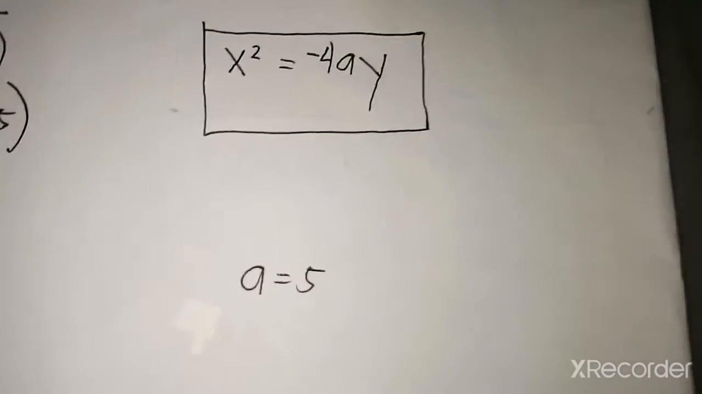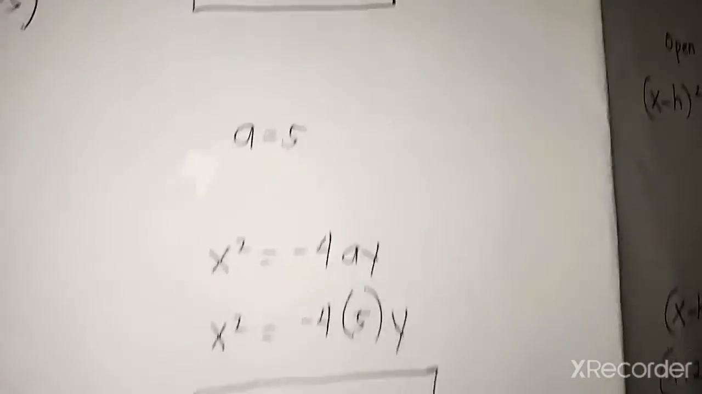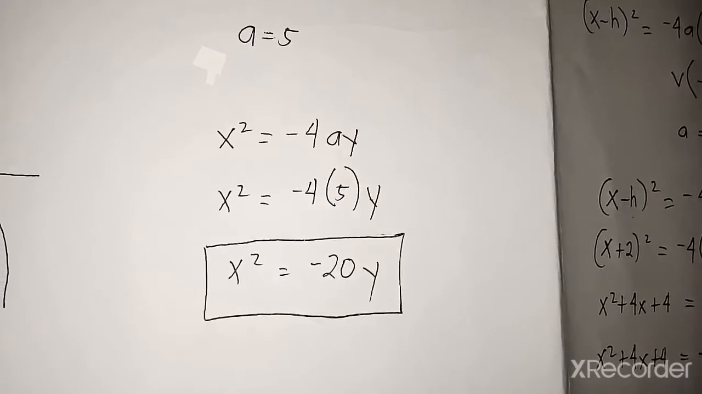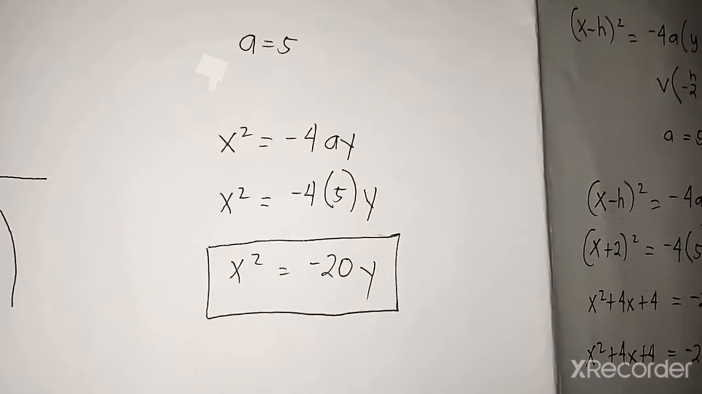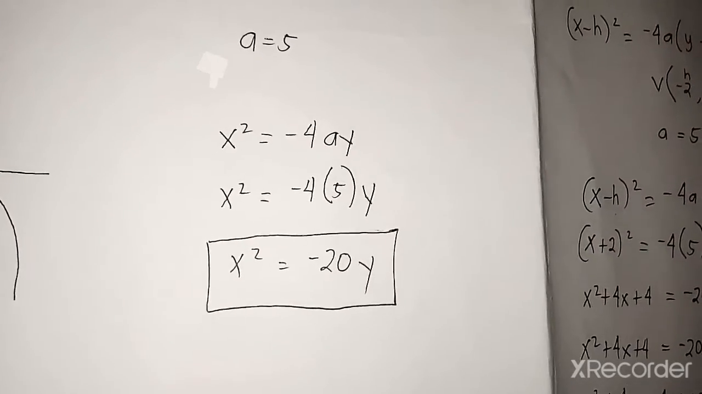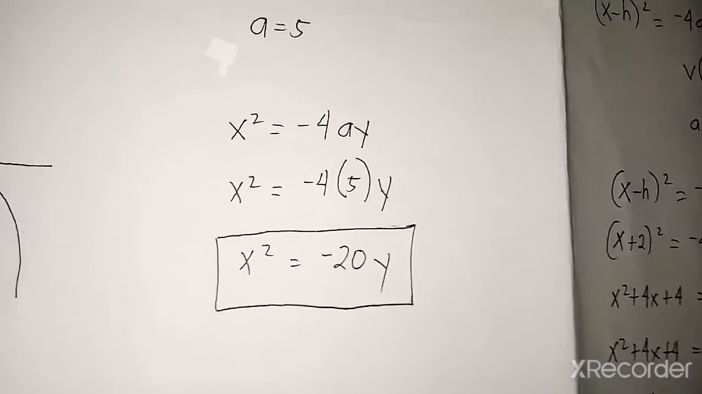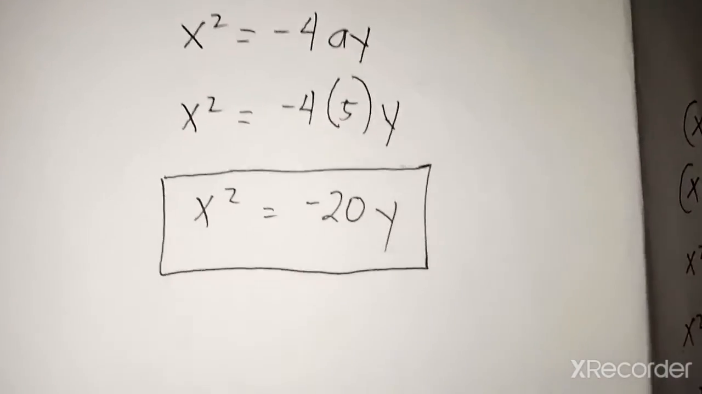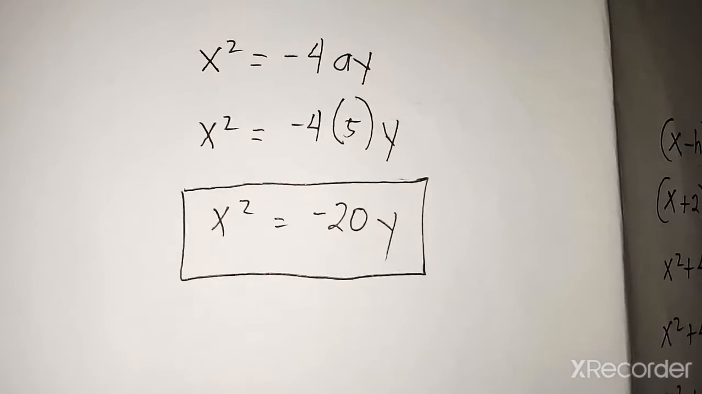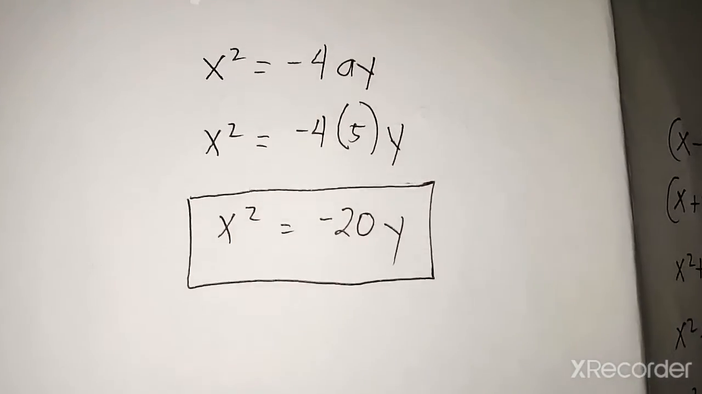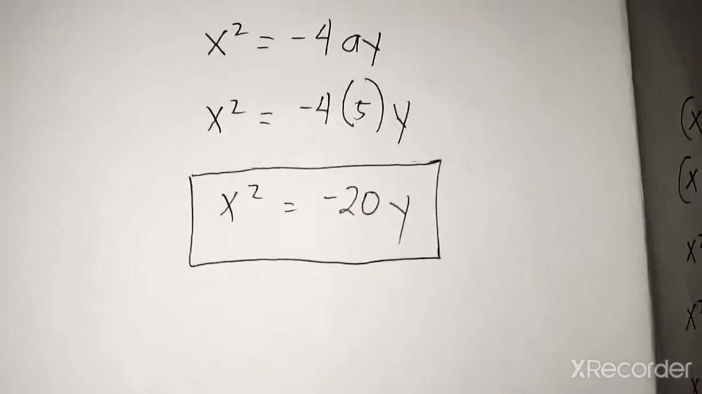Since we already know the a, we now proceed. x squared is equal to negative 4ay. x squared is equal to negative 4 times 5 times y. So x squared is equal to negative 20y. So this is our equation of the parabola having the vertex at the origin and the focus at (0, -5).